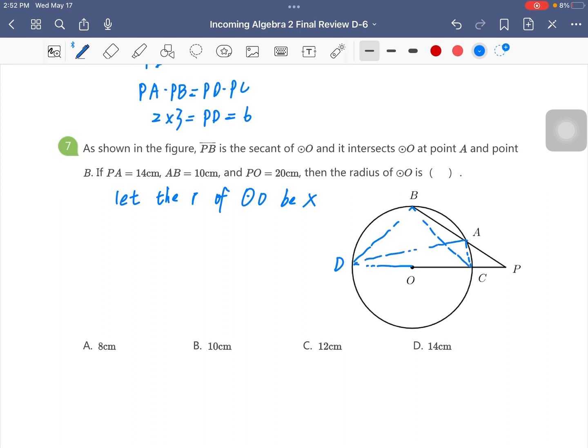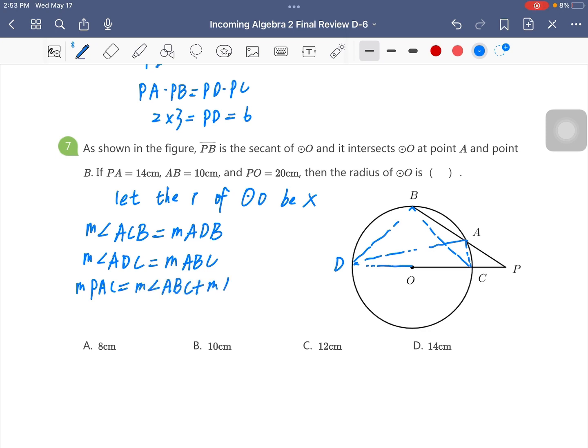For the same arcs AB and AC, we have angle ACB equals angle ADB. We can also have angle ADC equals angle ABC. Therefore, angle PAC equals angle ABC plus angle ACB, which equals angle ADC plus angle ADB, which is angle PDB. So PAC equals PDB, and also angle APC equals angle DPB.